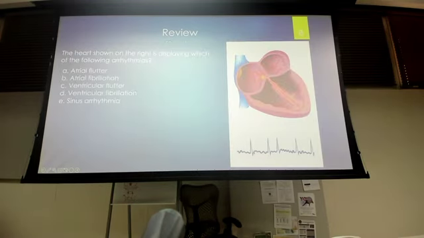And then if we have this picture, we can see that we've got multiple foci in the atria that are firing. And we've got an irregular strip at the bottom with what looks like fibrillatory waves. This would be atrial fibrillation.